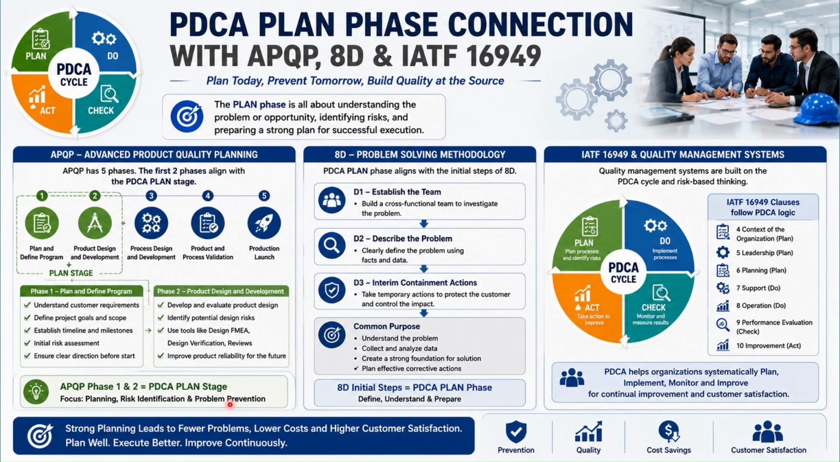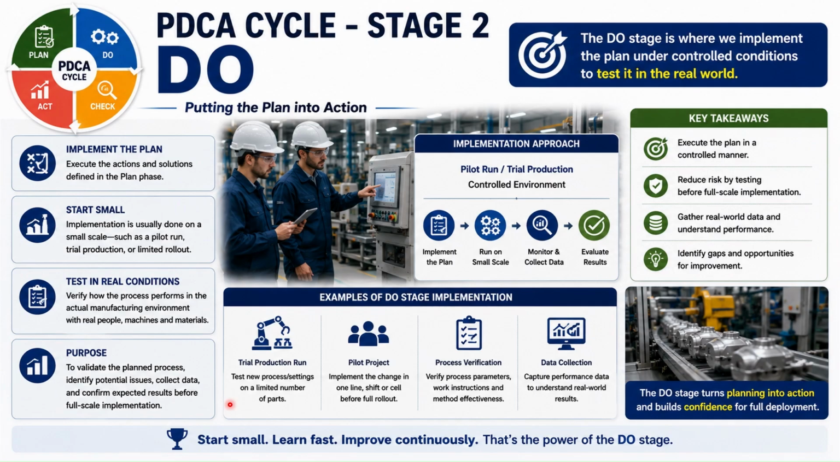Now that we've explored the plan phase, let's move on to the second stage of the PDCA cycle, do, where planning is transformed into action through controlled implementation. A great plan has little value unless it's put into action. That's exactly what the do stage is all about. During this phase, the improvement plan is implemented in a controlled environment.